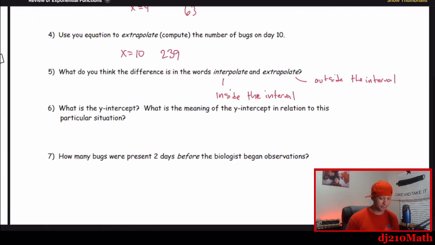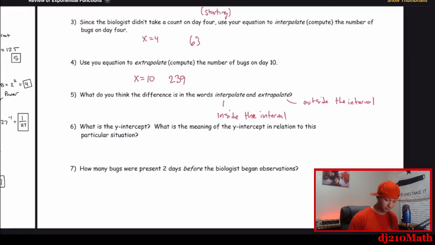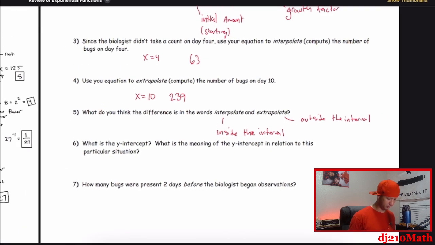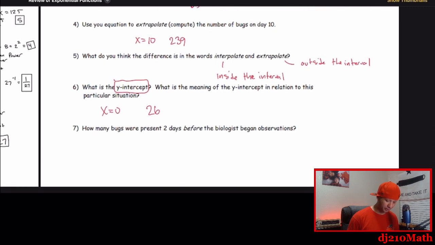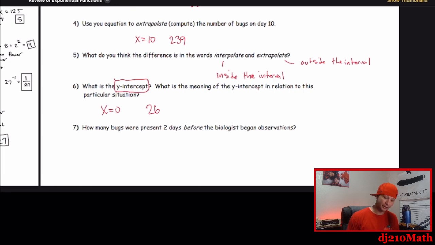What is the y-intercept? Okay, the y-intercept is when x is 0. When x is 0, we're going to get 26, right? Because that's how much we started with. When x is 0, that's the y-intercept. What is the meaning of the y-intercept in relation to this particular situation? It means on day 0, what did we start with? That's what it means.